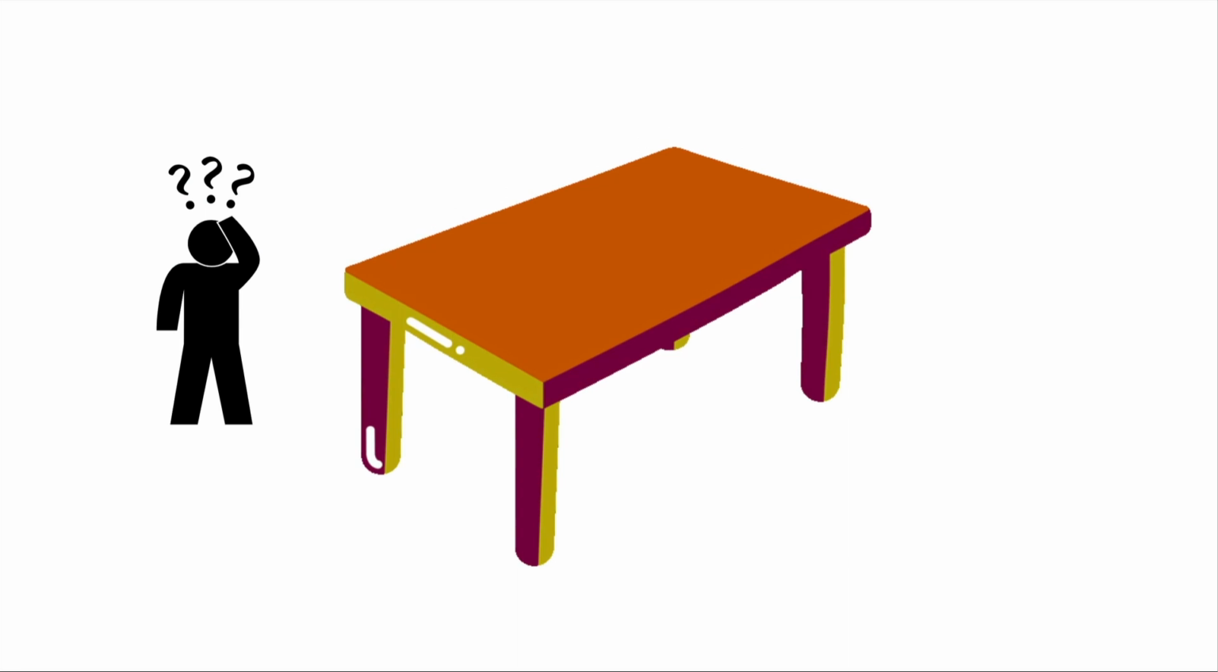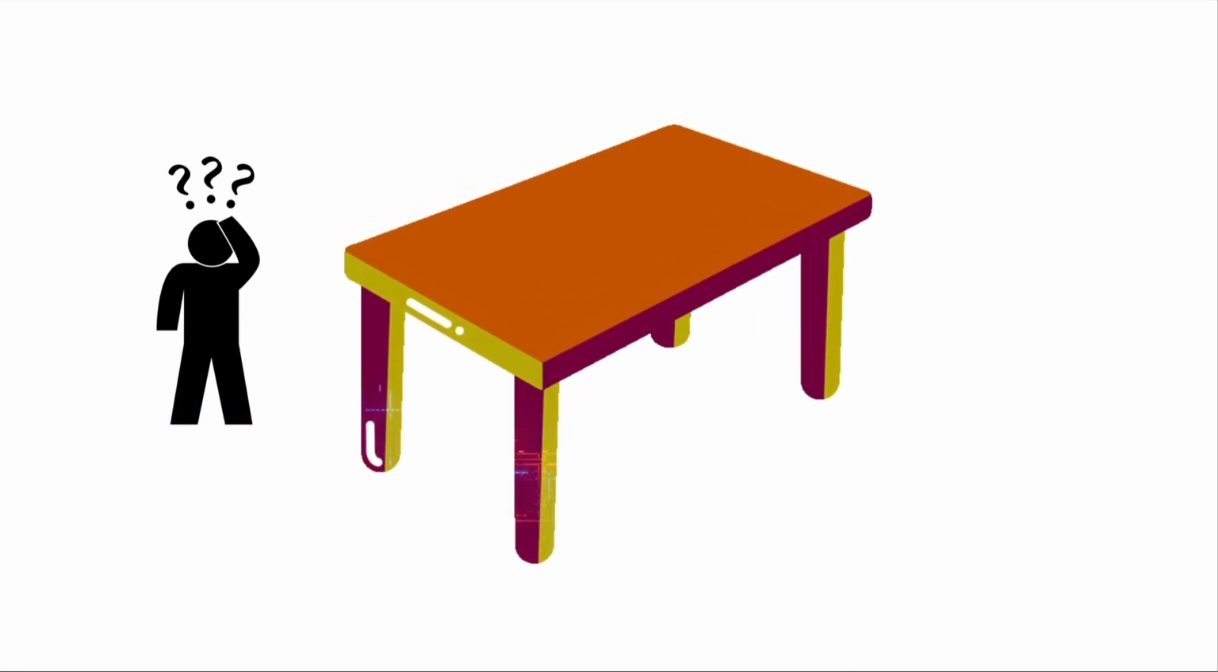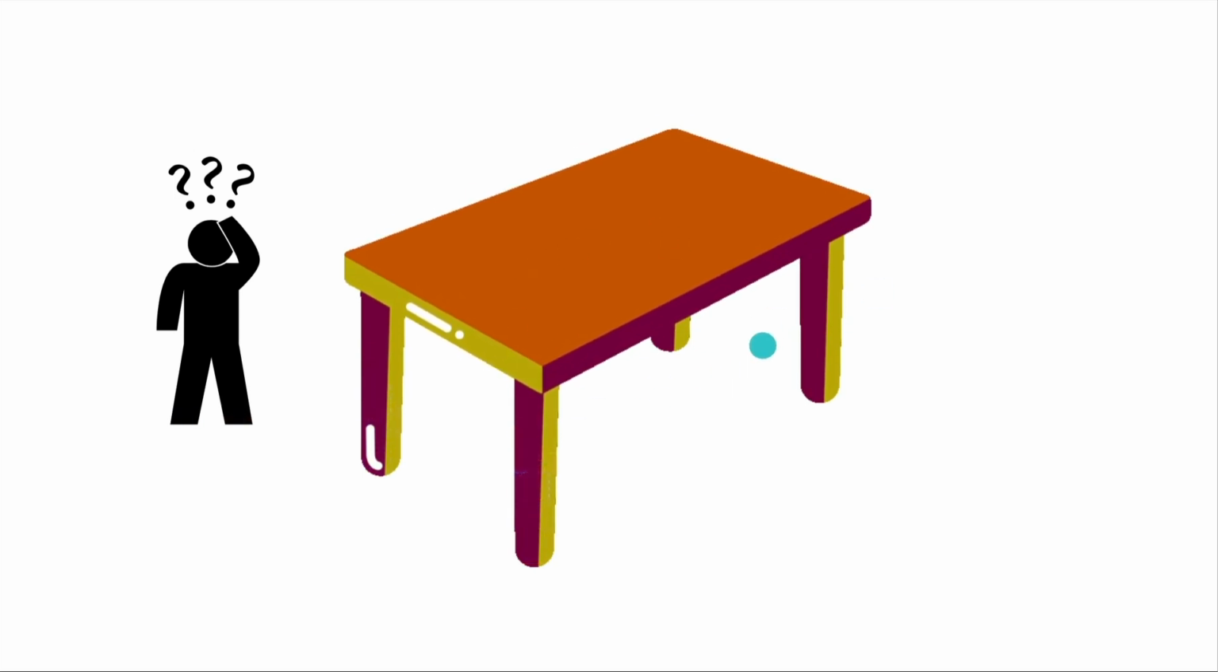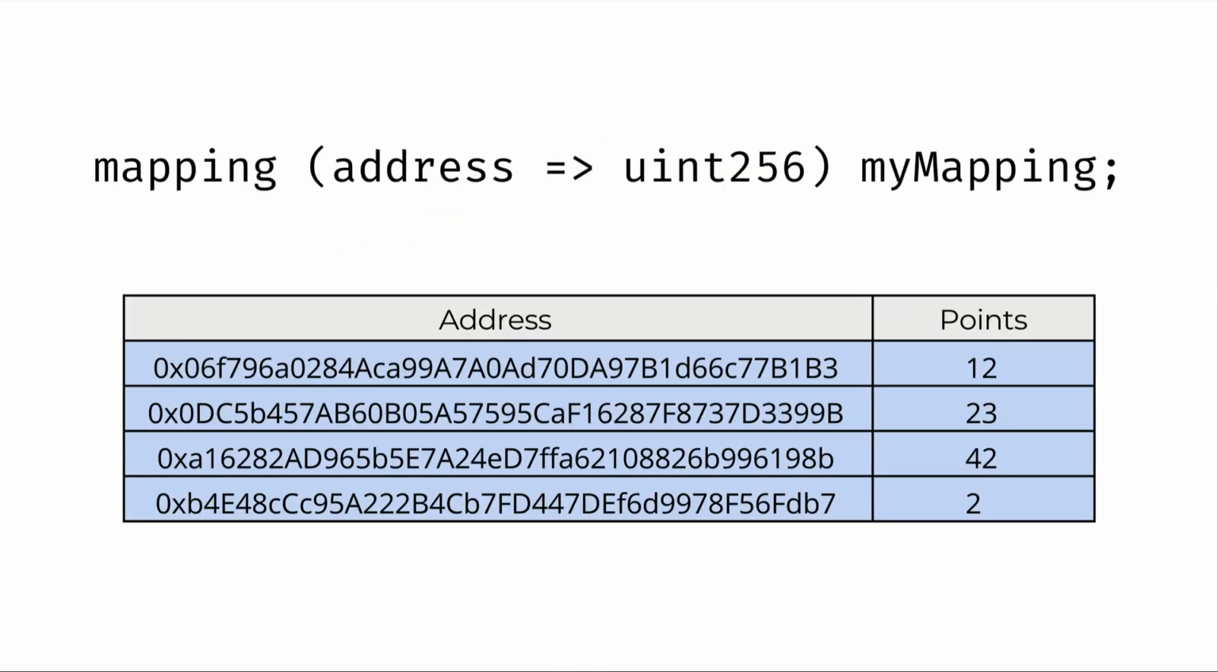You can think of mapping as a table. Wait, what? A table? No, not that kind of table. The other one. Yes, this kind of table. In the normal case with one column, you will very often see a mapping which maps from the address type to some other type. This is generally a pretty common and efficient way to store values for a specific user address. For example, here we are storing some points for user addresses.